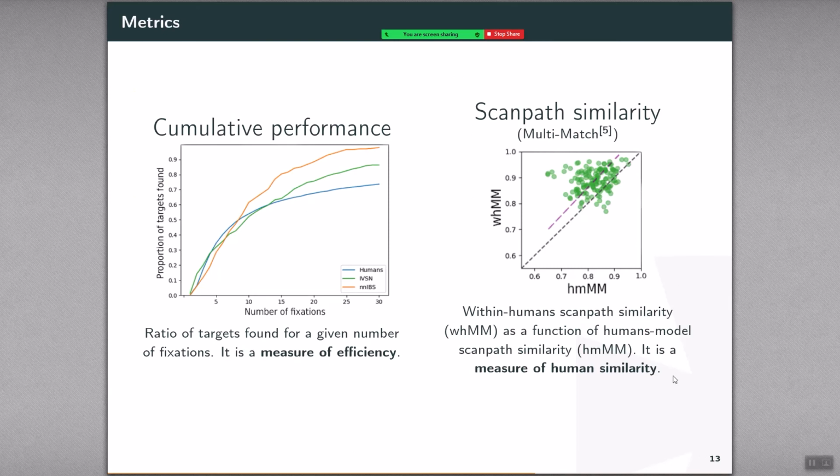As for the metrics, we have 2 different metrics. One is cumulative performance, which measures the ratio of targets found for a given number of fixations. It's a measure of efficiency. And we also measure scan-path similarity using multi-match. We're going to plot the within humans scan-path similarity as a function of humans model scan-path similarity. So this means that the closer these points are to the diagonal, the more similar the model scan-paths were to those of human subjects. Each one of these points corresponds to an image.